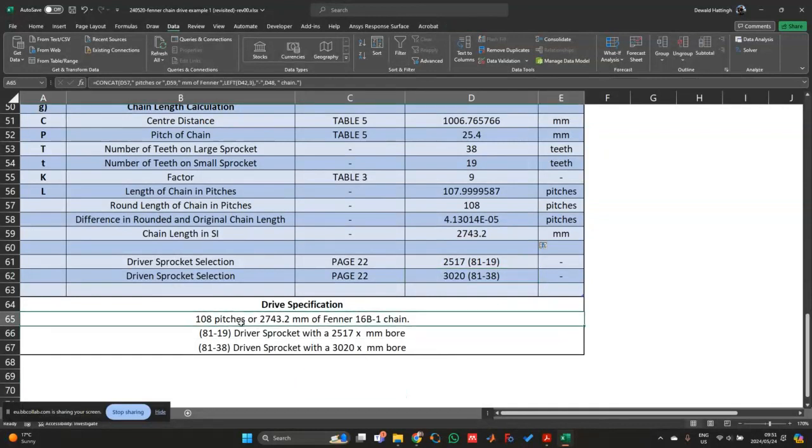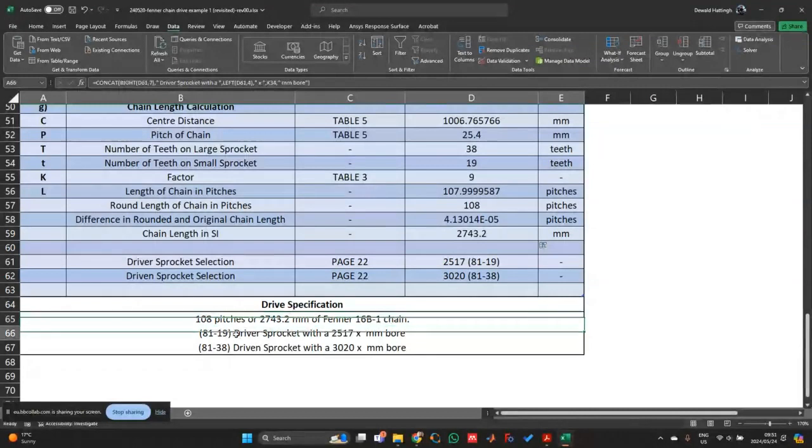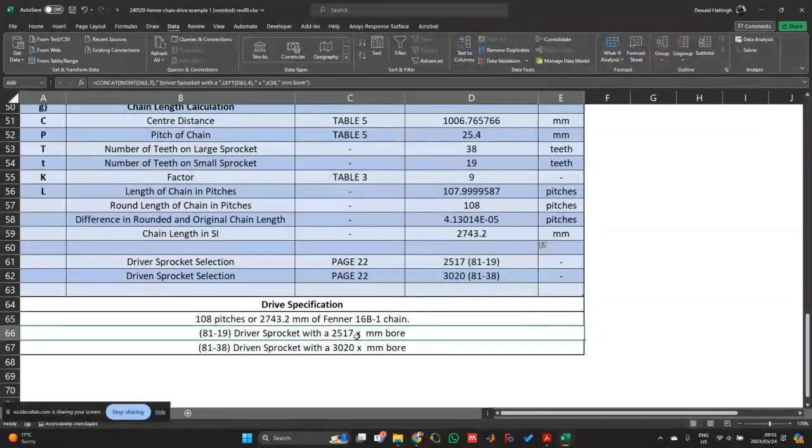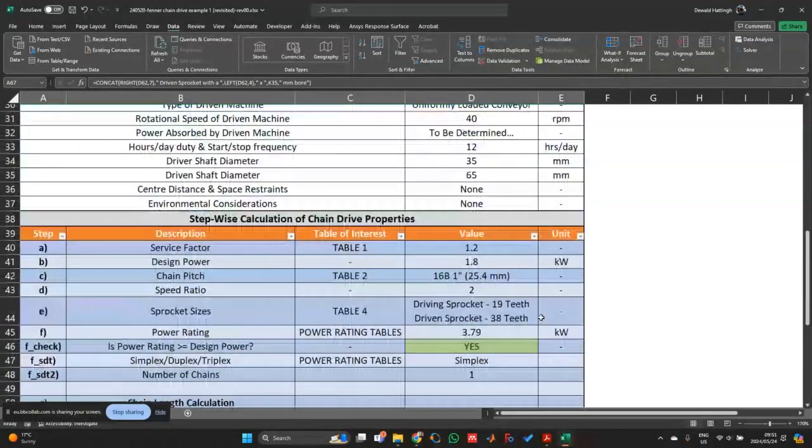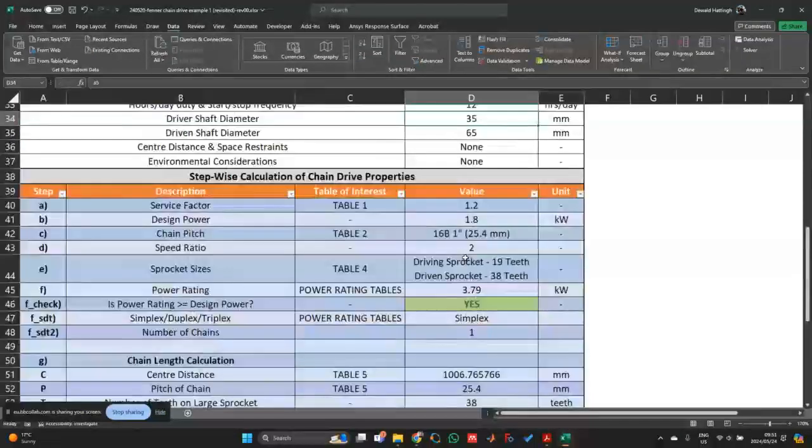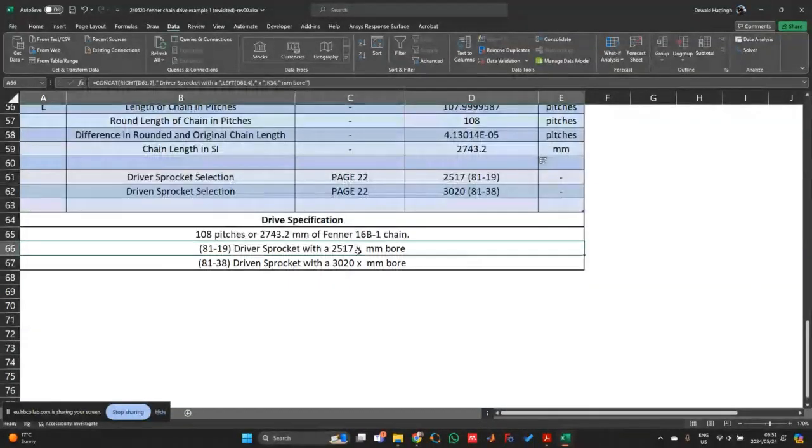Okay, and then over here I can just summarize everything. So I now know what the number of pitches is. I know what the chain length is in millimeters. I know it's a Fenner 16B-1. All of that I got from the table. And then the 8119 driver sprocket with its sizes, and also this driven sprocket with its sizes. I think we just have to update this one, because it should say 2517 by 35 and 3020 by 65.